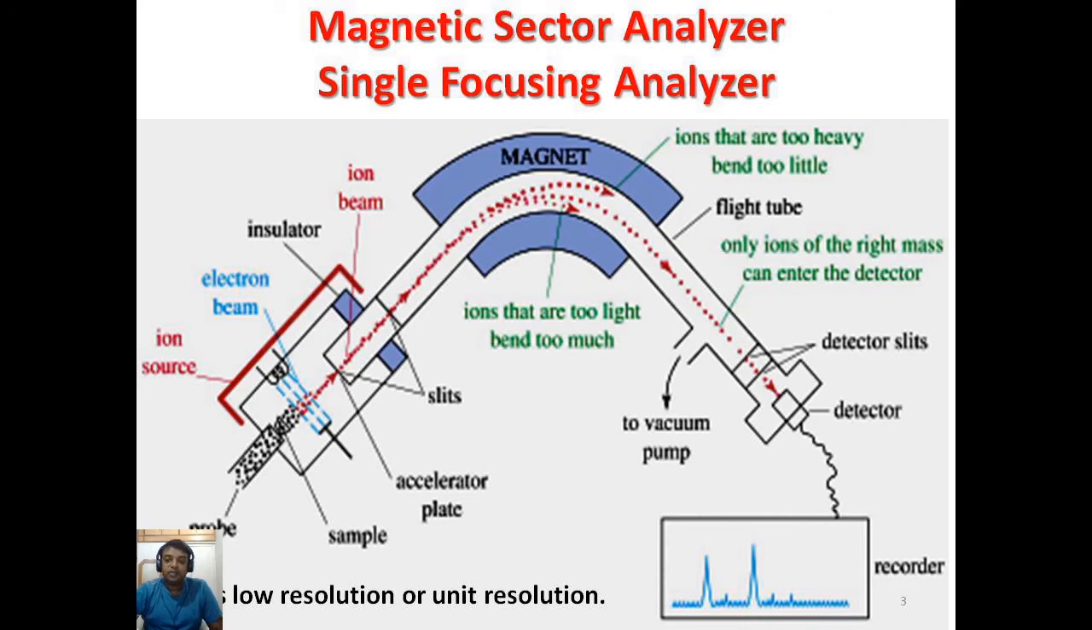Finally the detector detects the mass upon charge through the action potential, and finally the signal reaches the recorder and amplifier, and finally the spectrum is obtained.